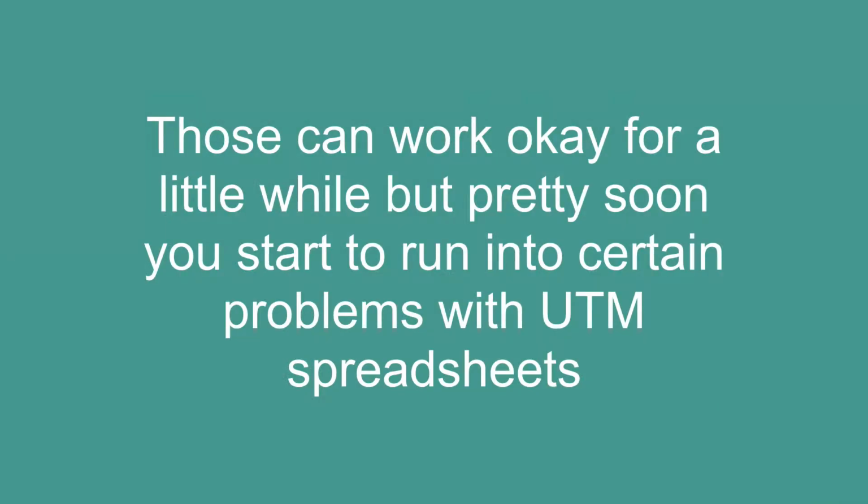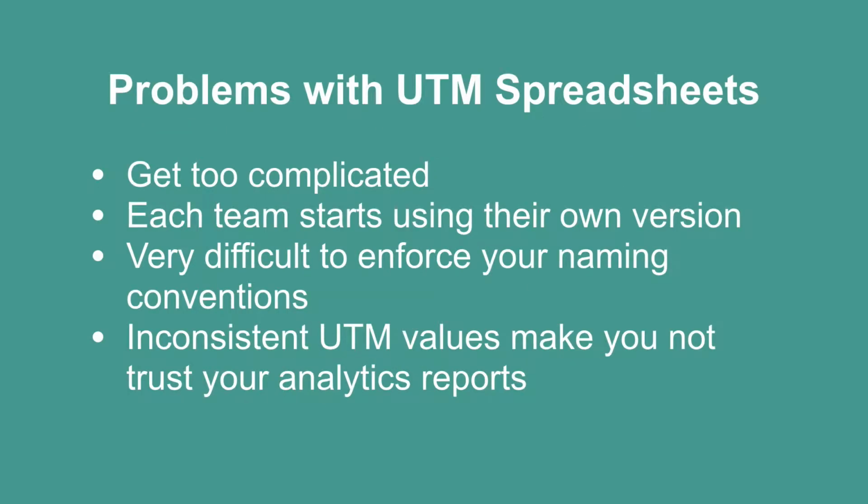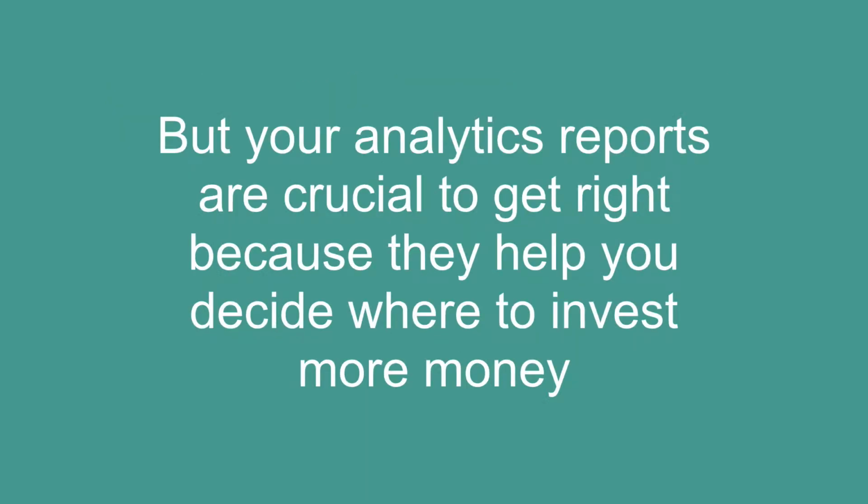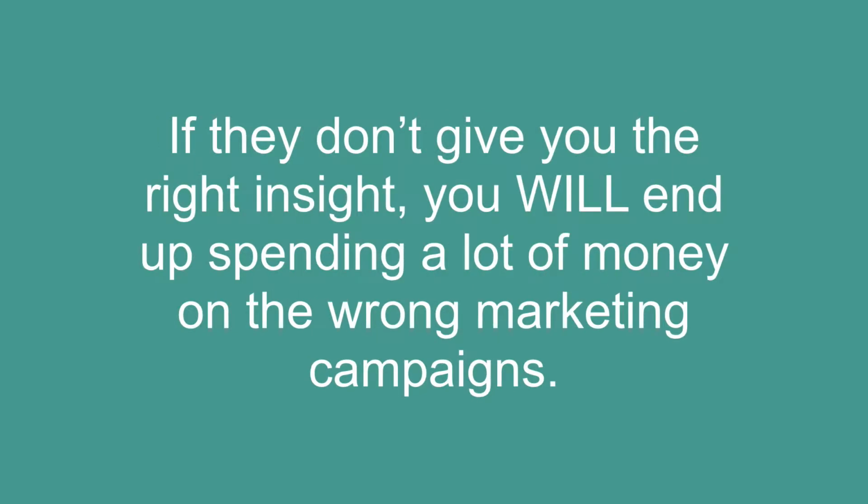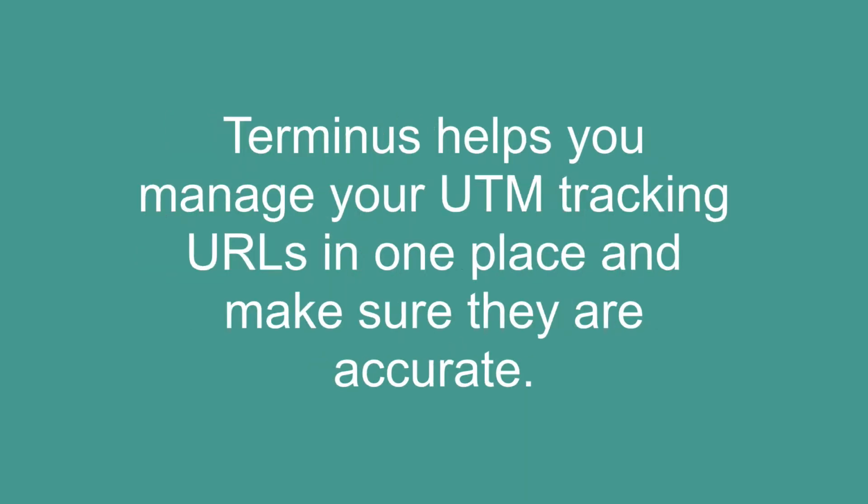Those can work okay for a little while, but pretty soon you start to run into certain problems with UTM spreadsheets. They get too complicated, each team starts using their own version, and it's very difficult to enforce your naming conventions. Inconsistent UTM values make you not trust your analytics reports. But your analytics reports are crucial to get right because they help you decide where to invest more money. If they don't give you the right insight, you will end up spending a lot of money on the wrong marketing campaigns. Terminus helps you manage your UTM tracking URLs in one place and make sure they are accurate.